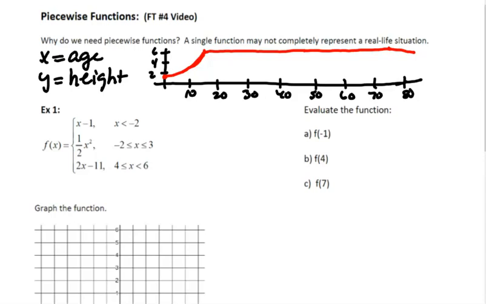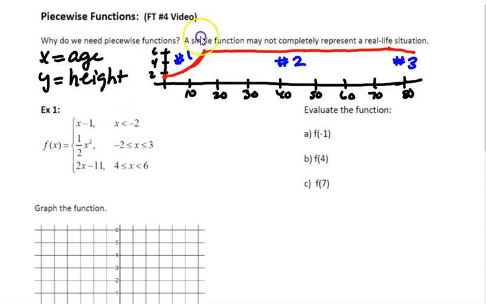Now, this is one function because each age corresponds to one height, but I can't write one algebraic rule for this entire function because the different parts of the graph behave differently. This looks like it could maybe be something like an exponential function. This looks like it's just a constant linear function, and this is a decreasing maybe linear function. So I have maybe 3 different function rules for the different parts of this graph.